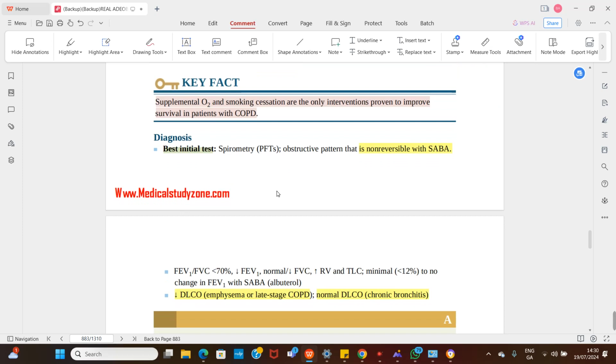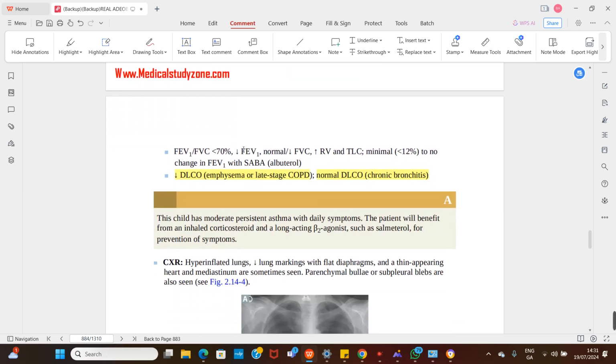How do you diagnose them? The first thing is to do your spirometry, just like asthma. You are going to see your obstructive pattern, but this obstructive pattern is not going to be reversible with SABA. Who remembers how we show that the obstructive pattern is reversed in asthma? What do we see that tells us it is reversed? Anybody? Greater than 12% increase or 200 mL after salbutamol.